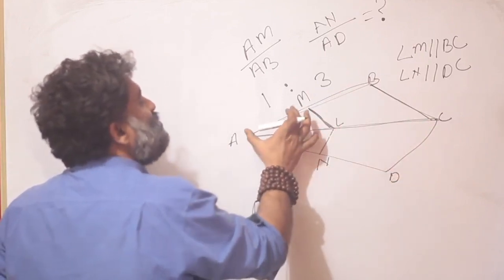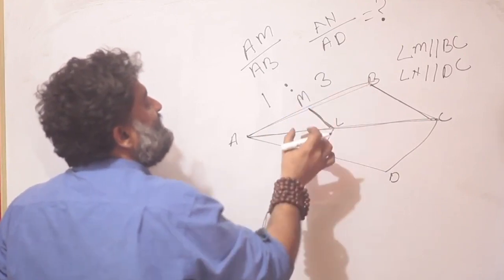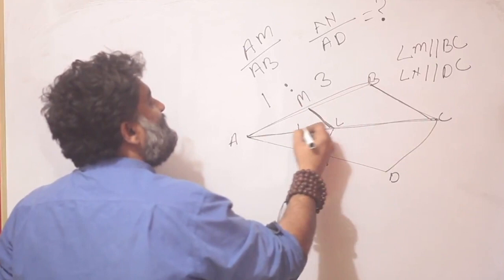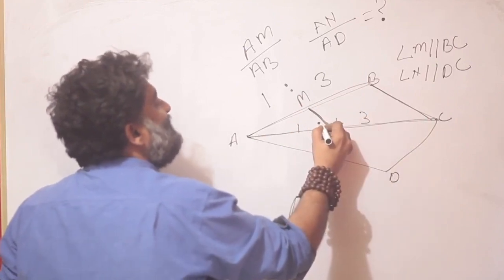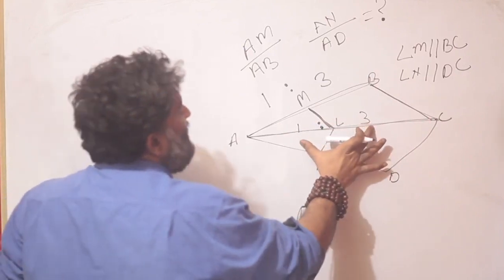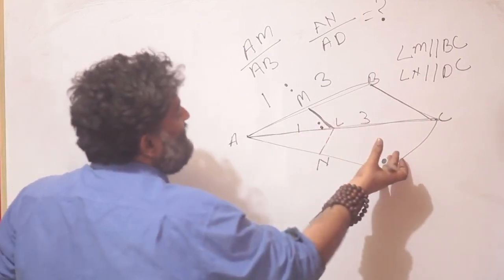That means if the ratio of AM is to MB is 1 is to 3, the ratio of AL is to LC is also going to be 1 is to 3. And again, we're talking about ratios, not actual values. So this is part of the story that I've got, and now it should be very, very clear.